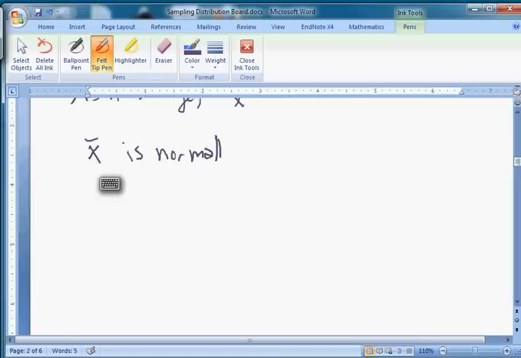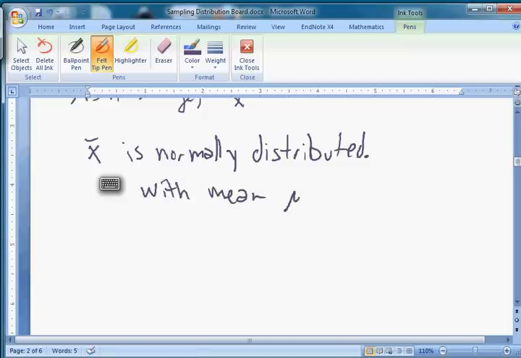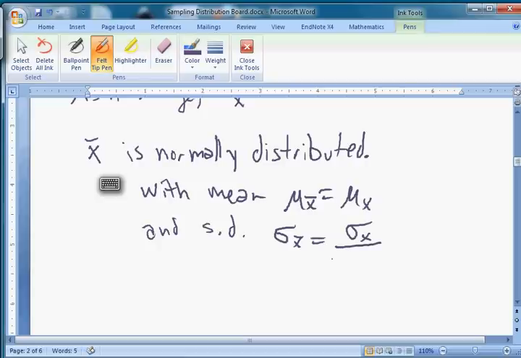And so before, when we were saying, well, we have to assume that something is normally distributed, now we don't have to. We know that the sample mean is going to be normally distributed. And it's going to be normally distributed with mean mu x bar equal to mu x, and standard deviation sigma x bar equal to sigma x over the square root of n.